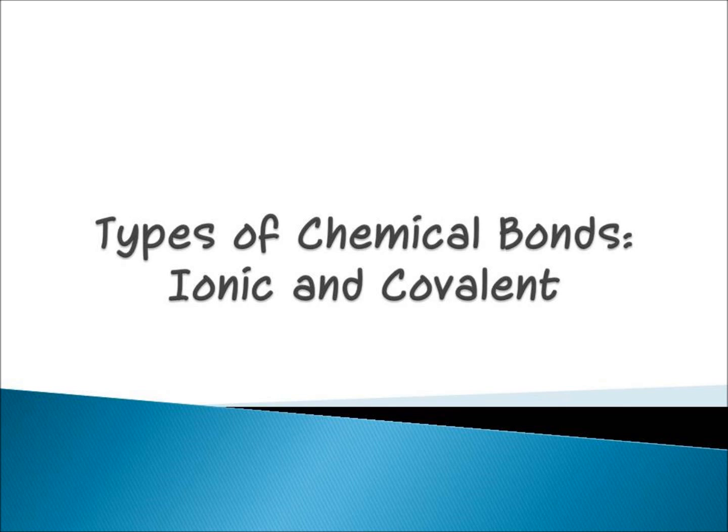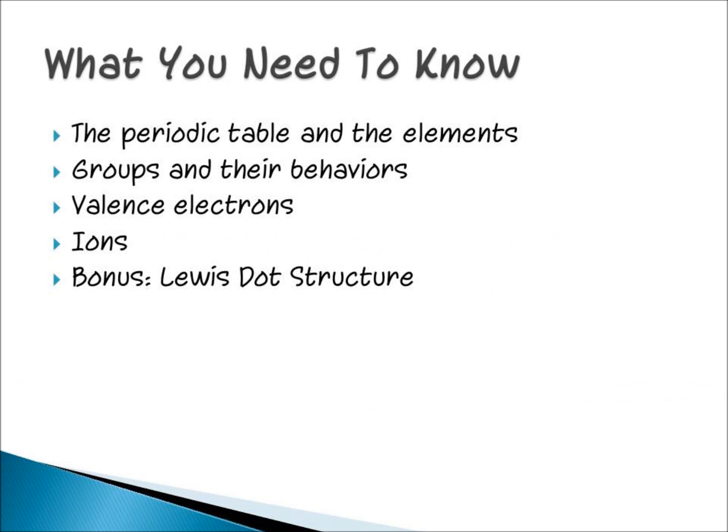Hello, today we're going to go over two types of chemical bonds, ionic and covalent. Now, before we get started, there are a few things you should know beforehand. You should be familiar with the periodic table, the elements, groups and their behaviors, valence electrons, and ions. It would also be good to know the Lewis dot structure. It's not something that you really need to know, but it definitely helps for visualizers such as myself.